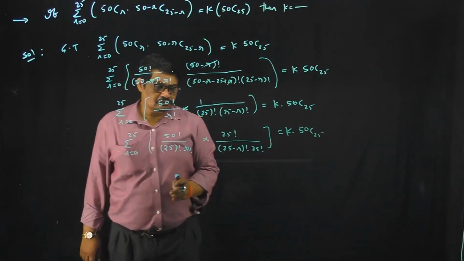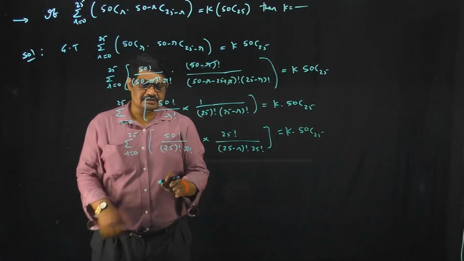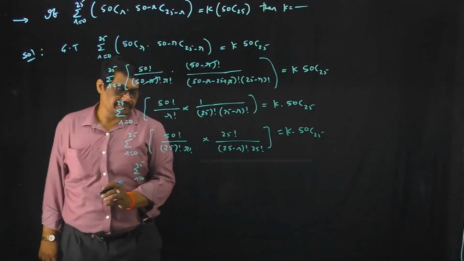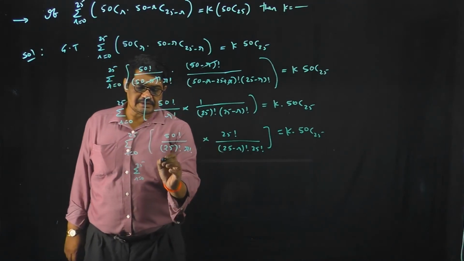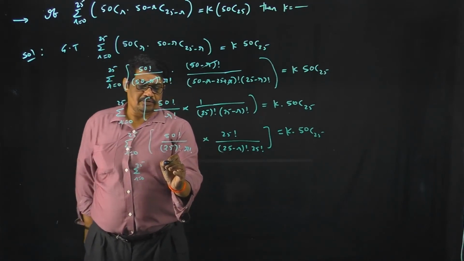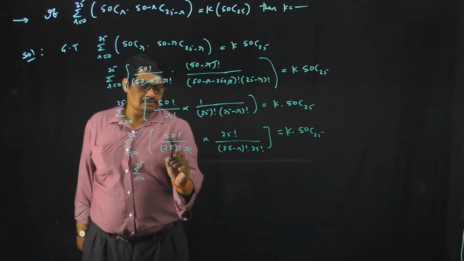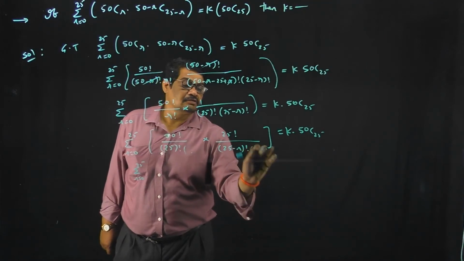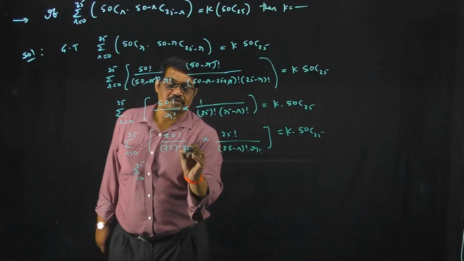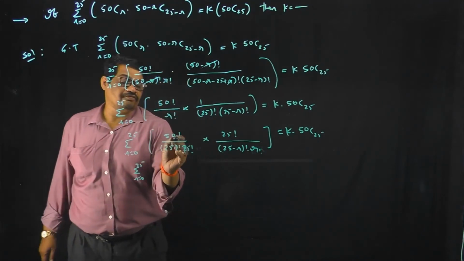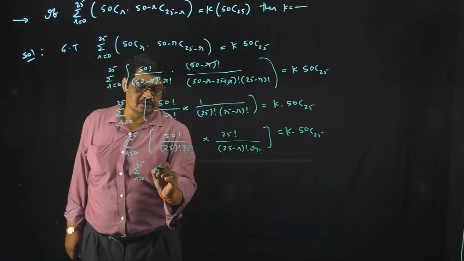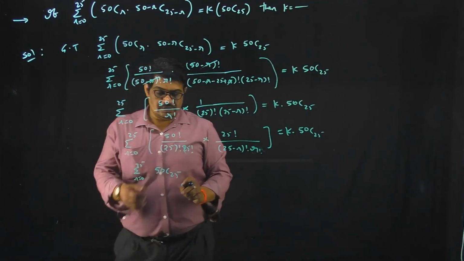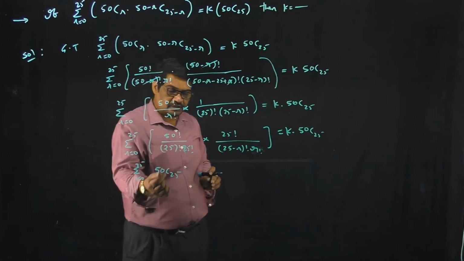Now this can be written as sigma R equals 0 to 25, so this can be written as 50 C 25. Here R factorial and 25 factorial are right here. So 50 factorial by 25 factorial into 25 factorial can be written as 50 C 25. That is 50 factorial by 50 minus 25 factorial into 25 factorial.